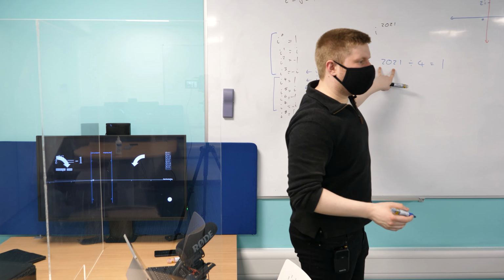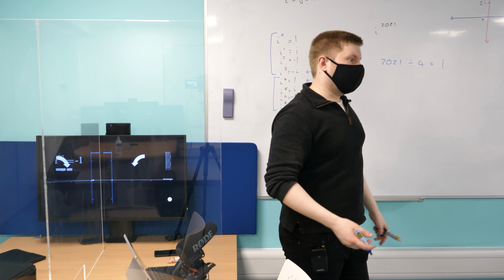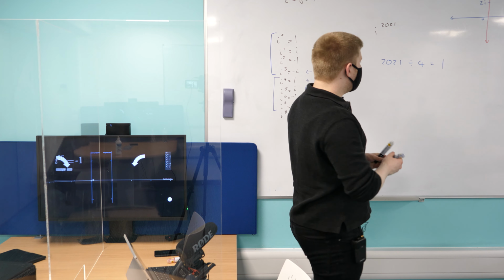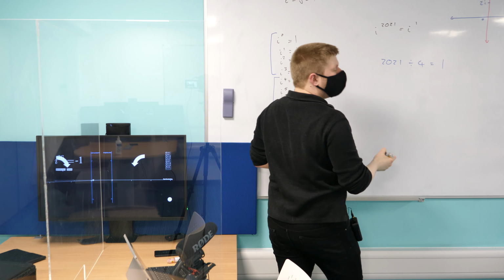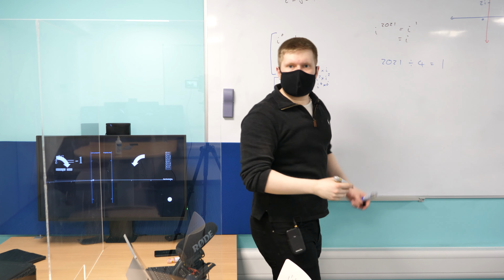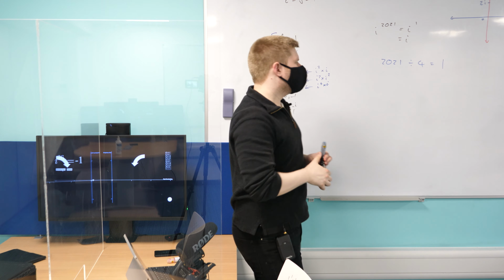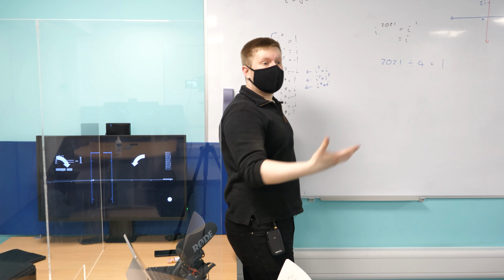Because 2000 divided by 4 goes in neatly, 20 divided by 4 goes in neatly, so I'll just have that 1 left over, yeah? So therefore I can say that this should just be i to the power of 1, come over here, it's just i. Make sense? Yeah, cool. So you did modulo. Exactly, I'm doing modulo arithmetic, okay?